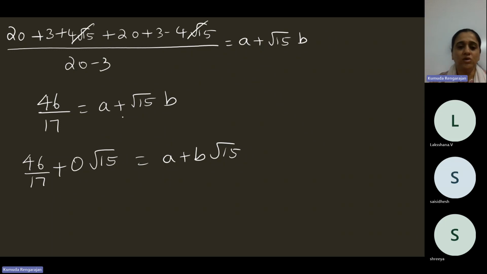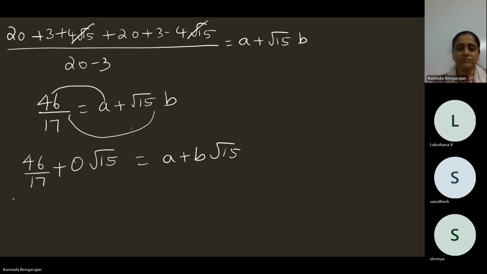Yeah, see, to compare the LHS and RHS, in the RHS you have two terms, right? You have A, which is rational, and root 15B, which is irrational. But on the left-hand side, we have only one value, which is rational. So A is equal to 46 by 17. Now there is no value in the left-hand side to be compared with root 15B. So there is no value, right? So we'll just take it as 0 root 15. What is 0 root 15? 0. 0 root 15 is 0.